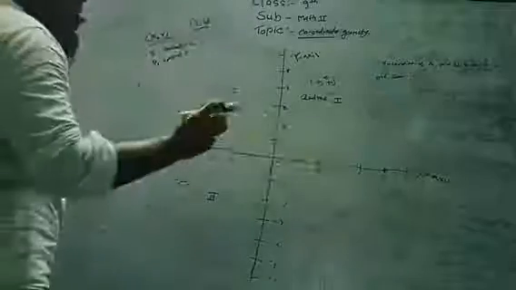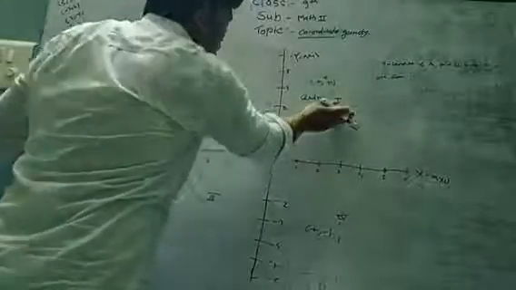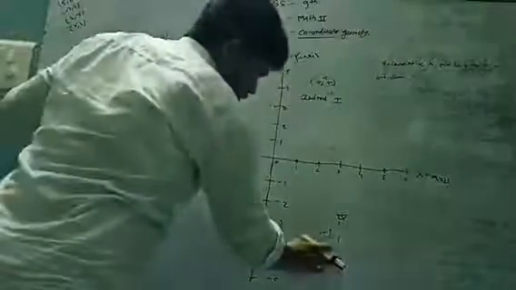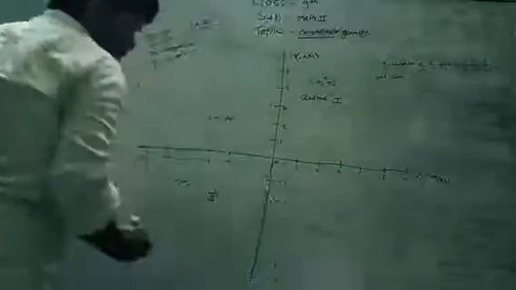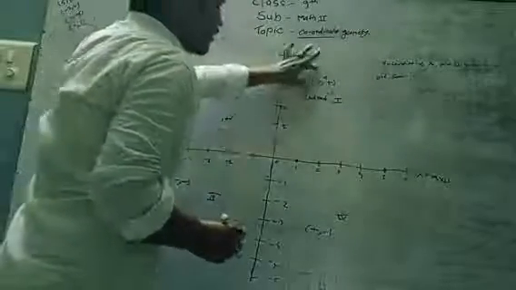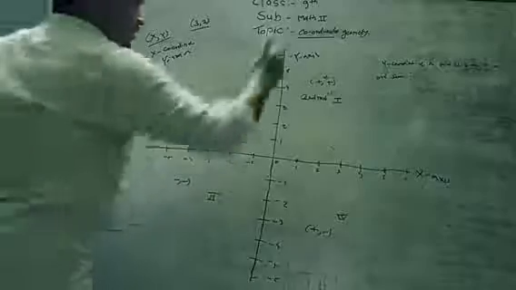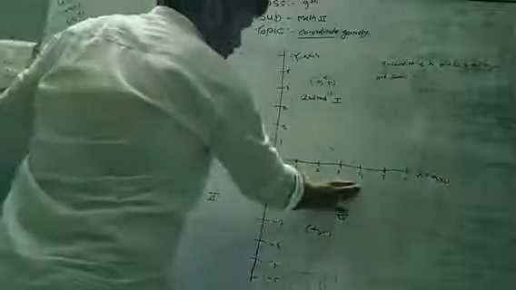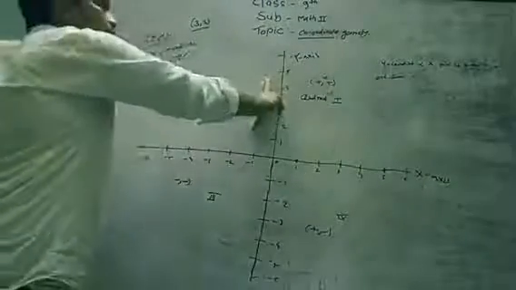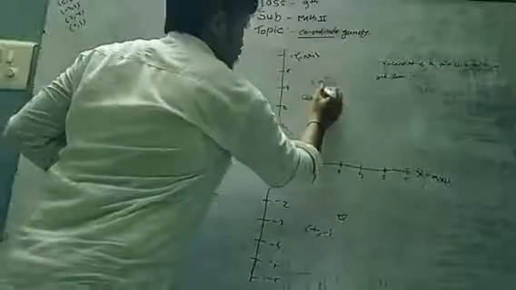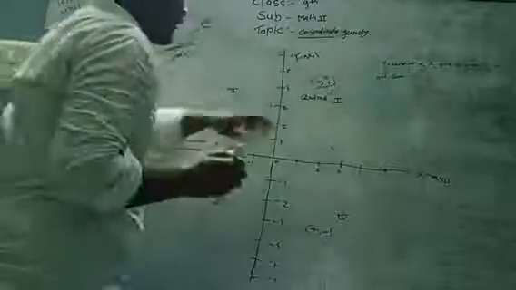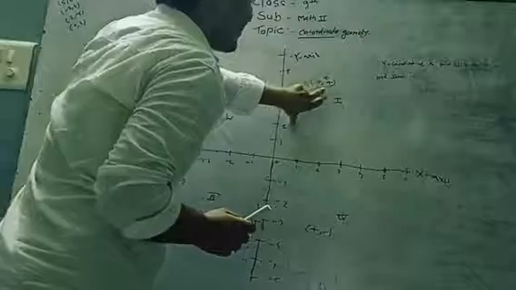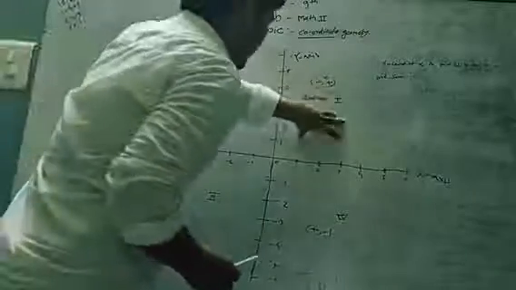Now whether the point is present in the first quadrant, the second quadrant, the third quadrant or the fourth quadrant can be identified only by using the signs of the coordinates. In the first quadrant, only the positive numbers of the x-axis and the positive numbers of the y-axis are present. So if any point is present in the first quadrant, the signs of the x coordinate and the y coordinate are plus, plus. So the sign convention for the first quadrant is plus and plus.